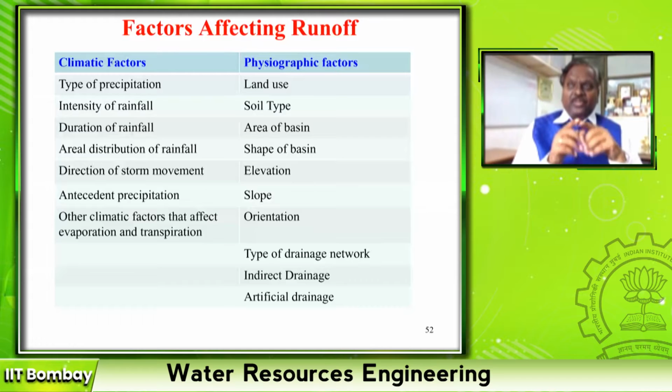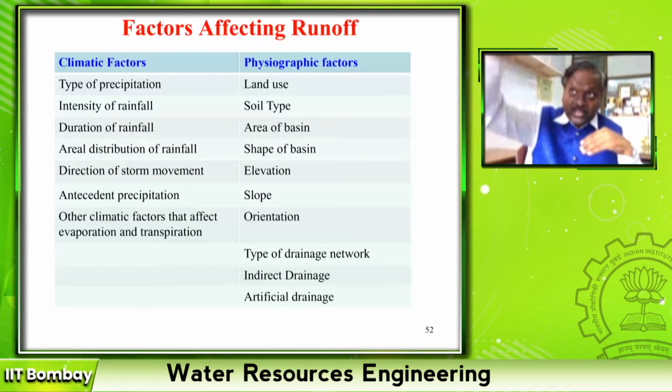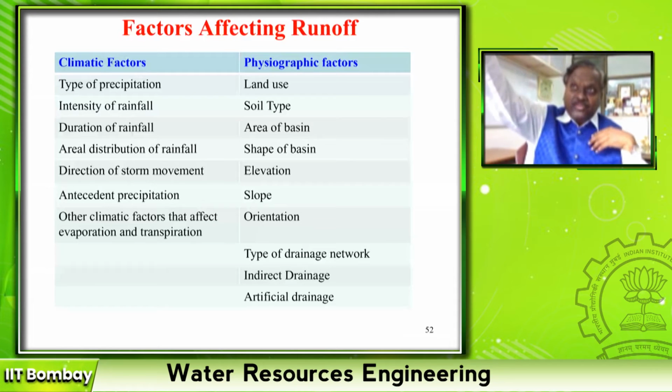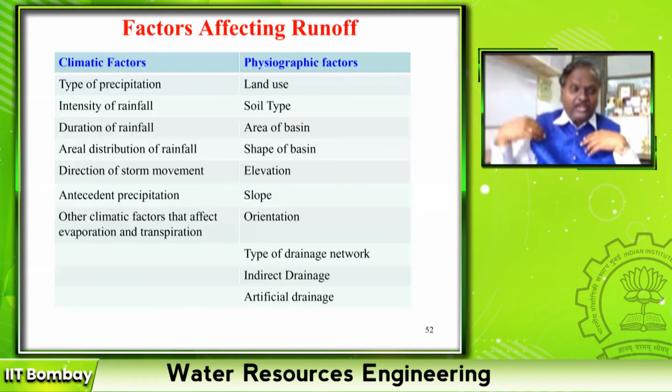Suppose the storm, that means the cloud, moves from the measurement point towards the starting of the mountain, then you will have rainfall, immediately heavy runoff, and then slowly it goes down. But if the storm is moving from the mountain to the measurement point, slowly the runoff will increase. It reaches the peak, and once it crosses, it goes down.